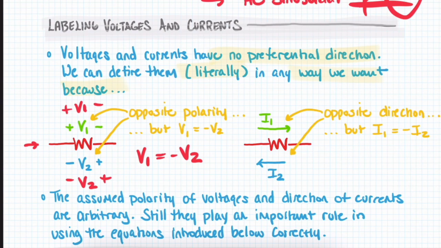We have a similar situation with currents. We can define the referential direction of current through a resistor or any element as flowing to the right or flowing to the left. Obviously, they have opposite directions, so I1 equals negative I2. And depending on which one you choose, whatever numerical answer you end up with at the end of the problem, you'd have to compare that or use the referential direction in order to understand what that physically means.